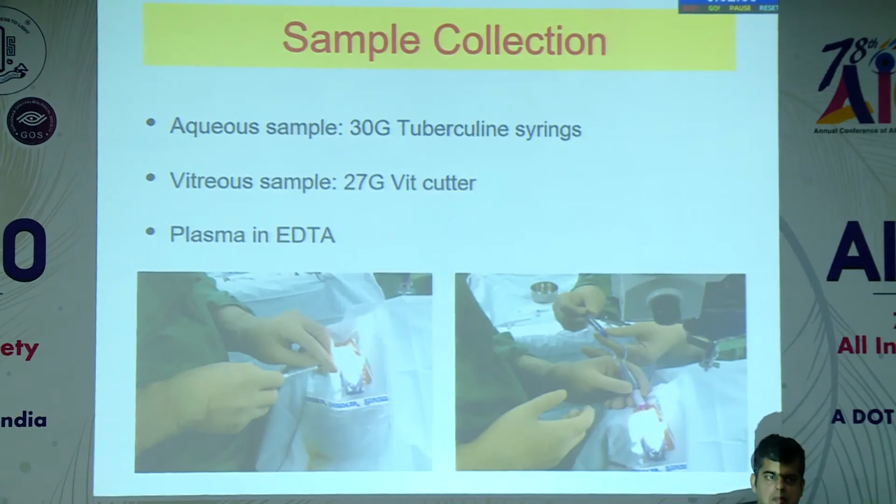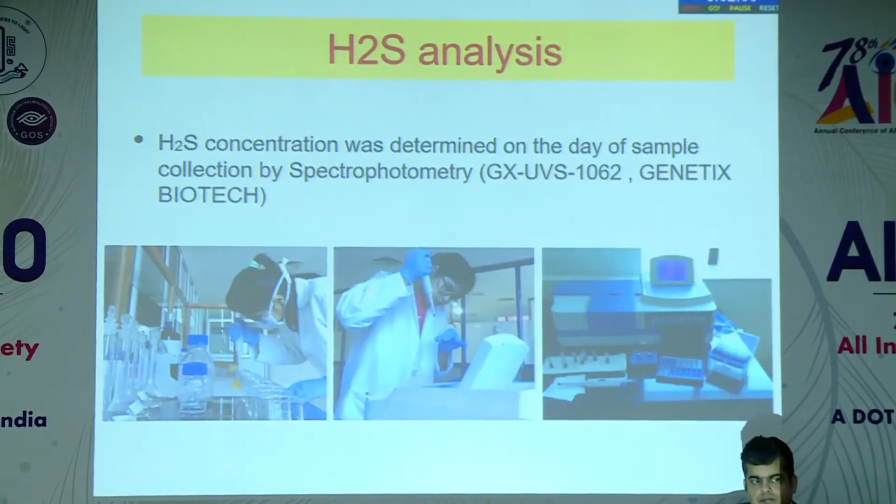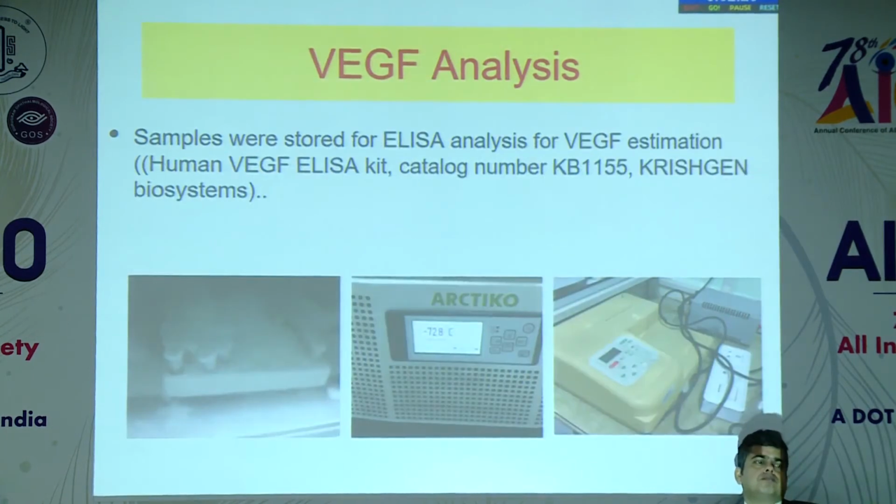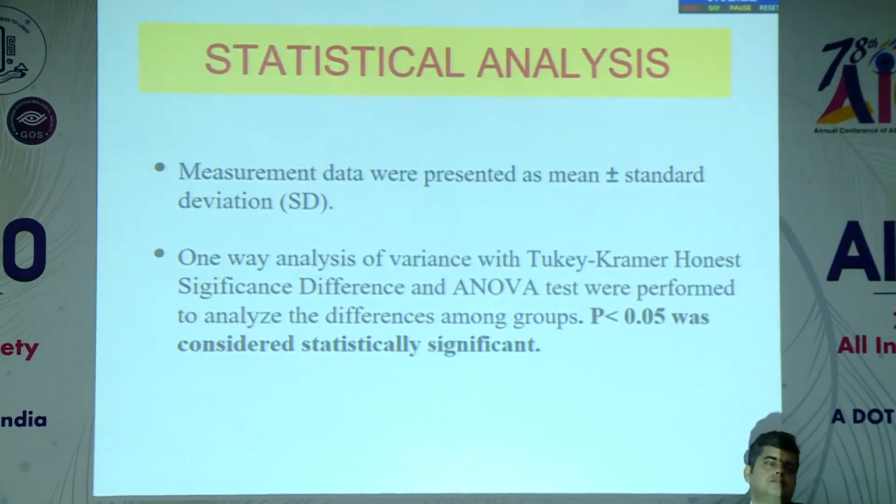Aqueous samples were collected by a 30 gauge tuberculin syringe, whereas vitreous samples were collected by a 27 gauge cutter, and plasma was collected in EDTA. H2S concentration was determined on the day of sample collection by spectrophotometry, whereas samples were stored for ELISA analysis of VEGF estimation. Standard statistical tests were applied to analyze the data, and p less than 0.05 was considered statistically significant.